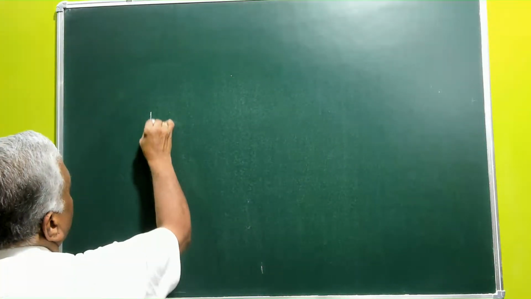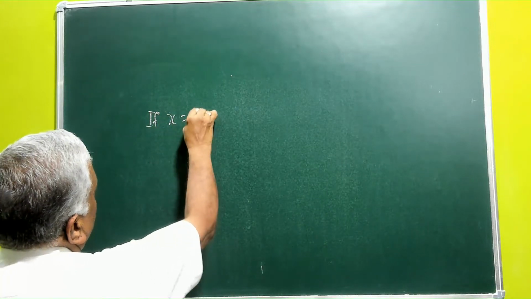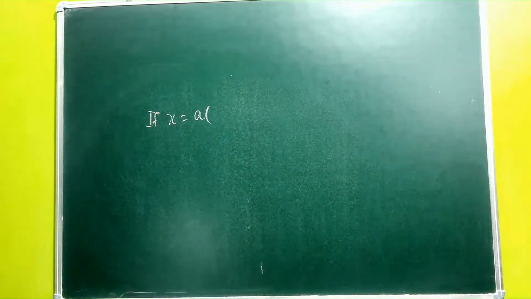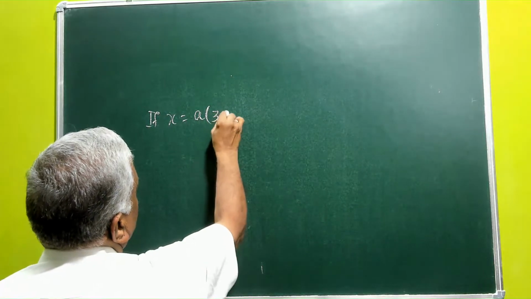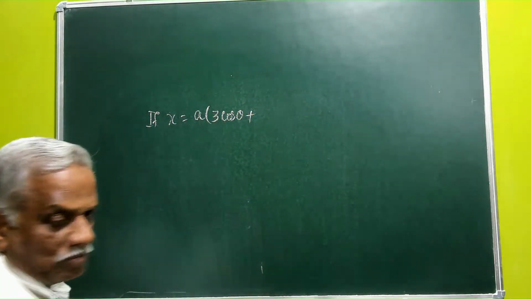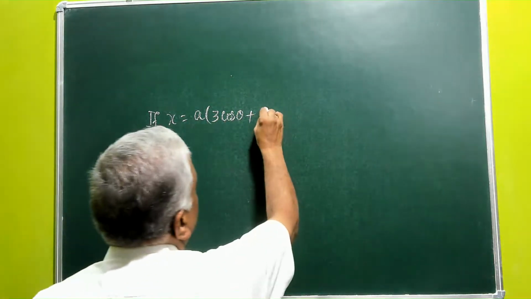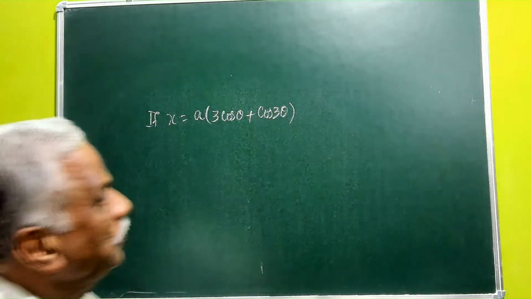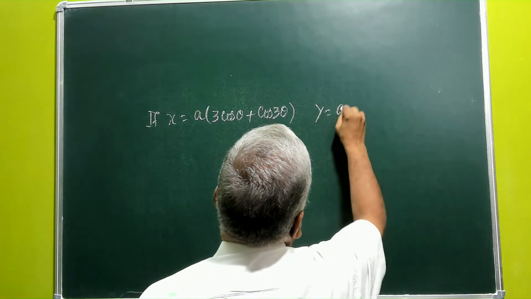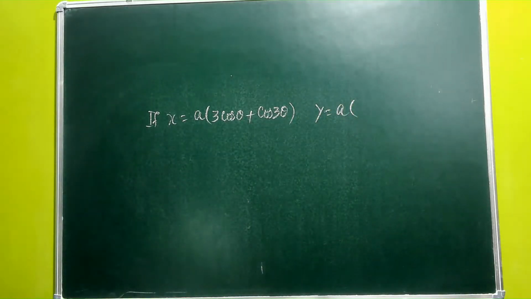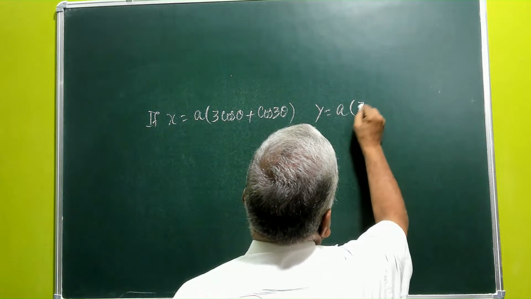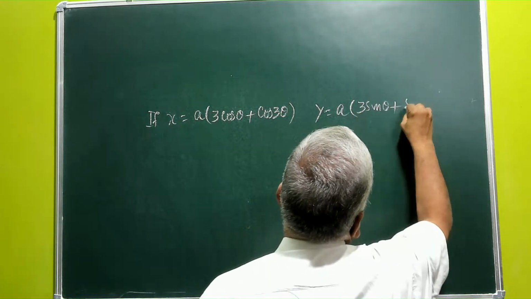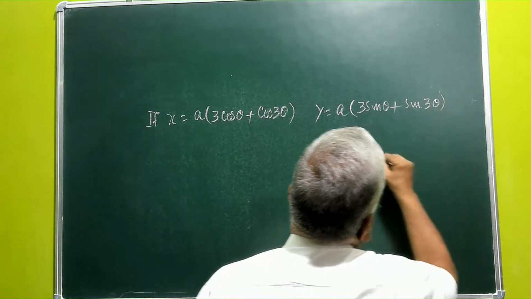The next problem. If x is equal to a into 3 cos theta plus cos 3 theta, y is equal to a into 3 sin theta plus sin 3 theta. See, we can't use that formula.